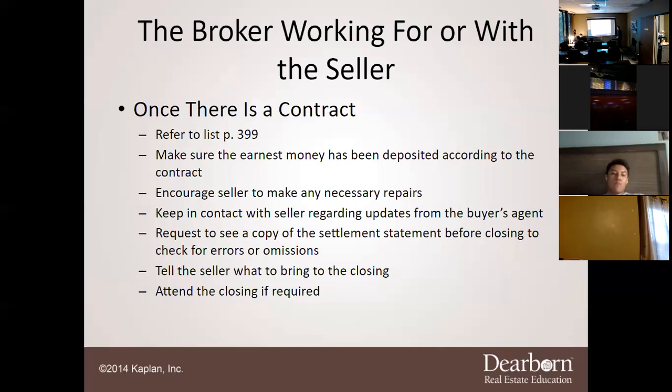So you need to keep in contact with the buyer's agent during the contract and tell your seller pretty much anything that happens. Request to see a copy of the settlement statement before closing to check for any errors and omissions. Settlement statements, we've gone over it before, haven't we? That's just what you get a few days before closing, stating where money's going. Basically. Yeah, it's that form I pulled up. This person's credited this much, and this is how much the survey costs, and it's coming out. Just so you know where all the money is going.